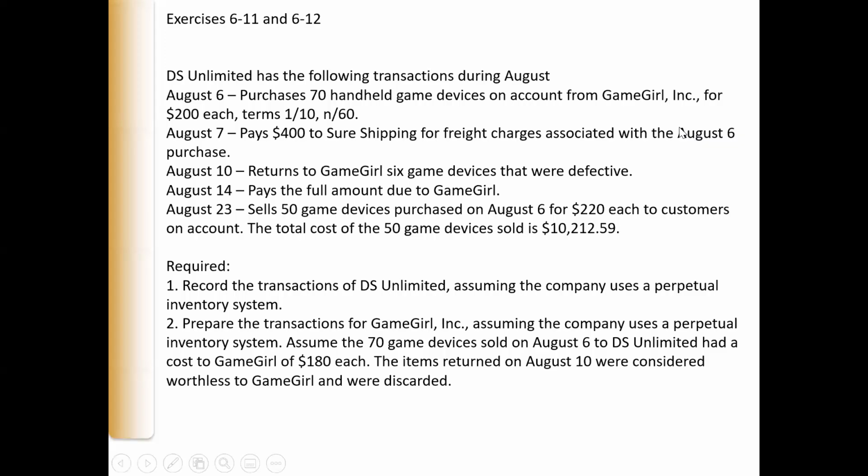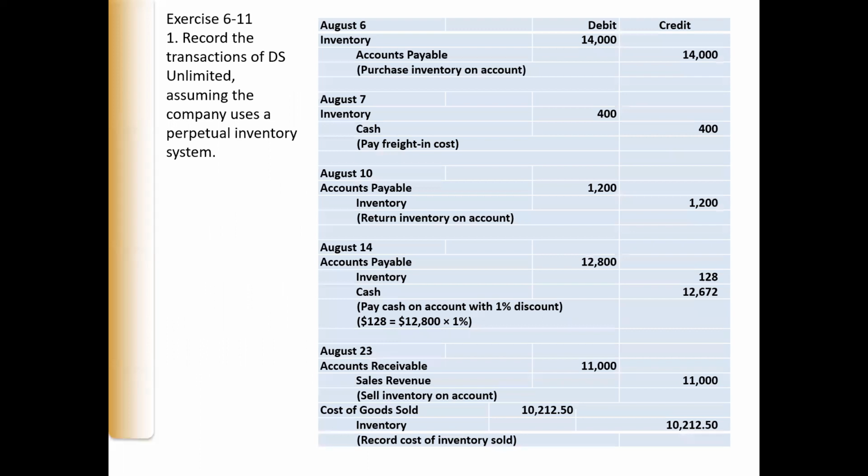So on August 6th, when DS Unlimited purchases 70 handheld game devices on account, we're going to debit our inventory for $14,000 and we're going to credit our accounts payable for $14,000, purchasing inventory on account. Okay. When we pay the freight with cash, we're debiting inventory and crediting cash.